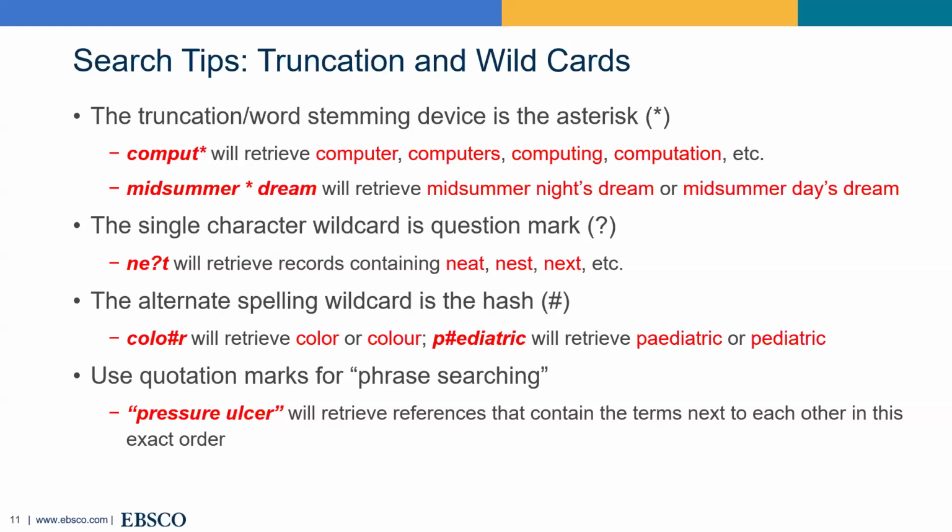And finally, using quotation marks for phrase searching. And I think this is one most people are familiar with just because of all the Google searching that we do. When you put quotation marks around a phrase, the system treats it as a single unit. So in the example here, if I put quotation marks around pressure ulcer, I will retrieve references that contain those terms next to each other in this exact order.